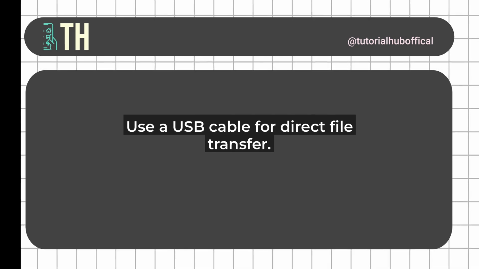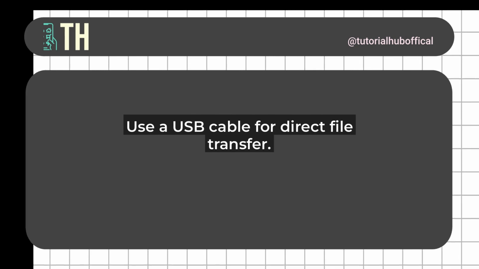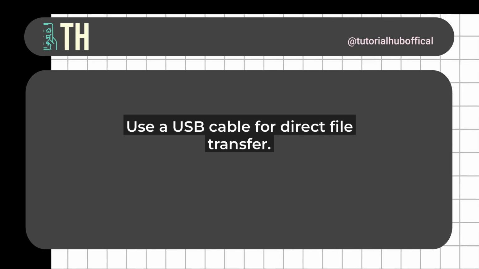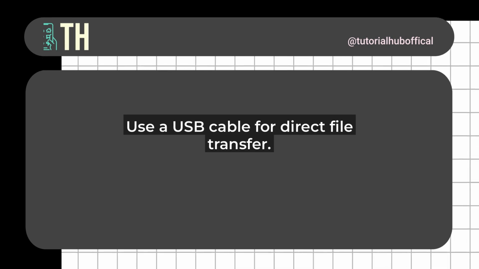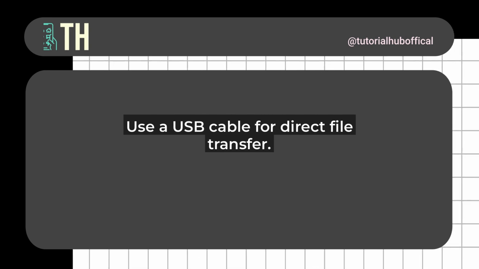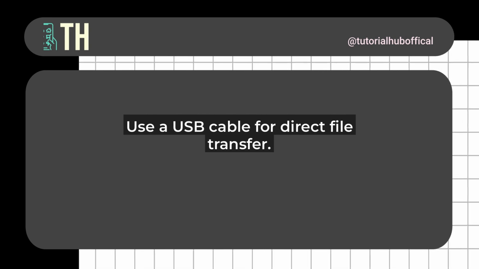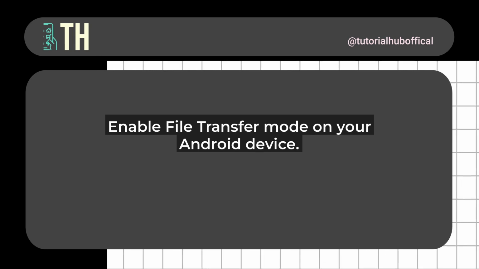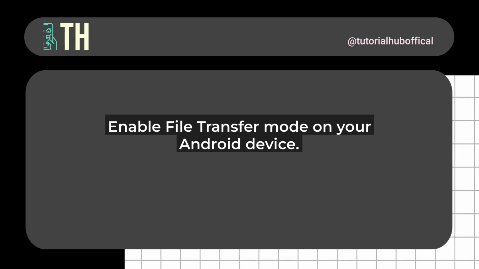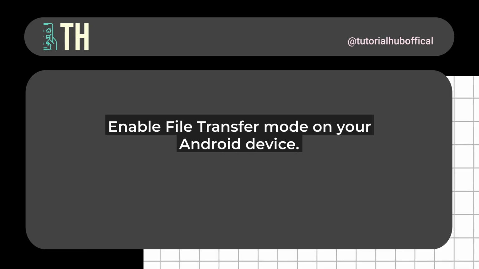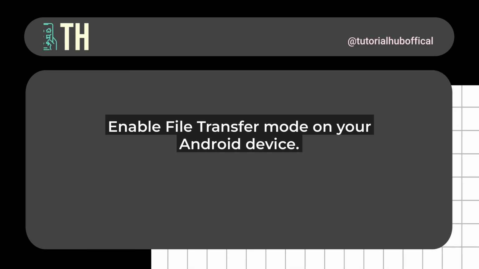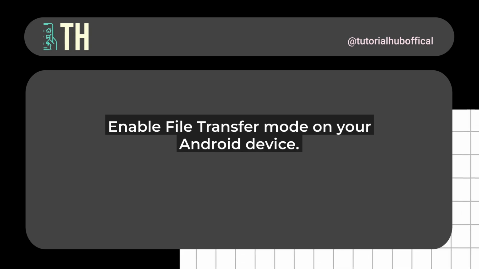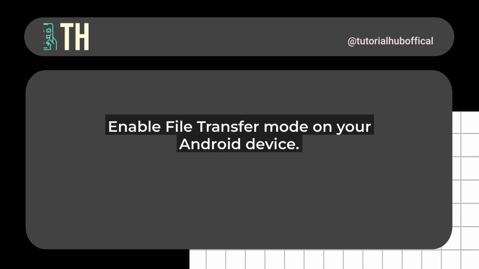First up, the most straightforward method is using a USB cable. Grab a reliable USB-C or USB-A cable, plug your Android phone into your PC, and swipe down on your phone's notification shade. Tap on the USB options and select File Transfer, or MTP, mode. On your PC, open File Explorer. Your phone should appear as a connected device. You can then browse folders, copy files, or even drag and drop them. It's quick, secure, and works with most Android devices in 2025.